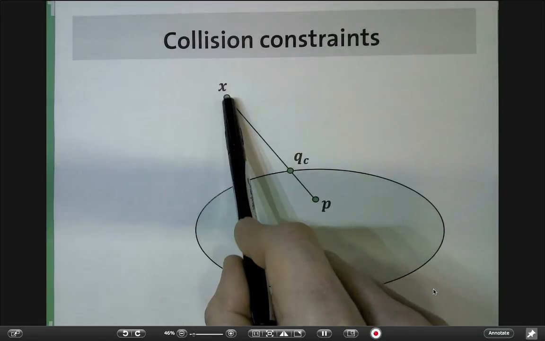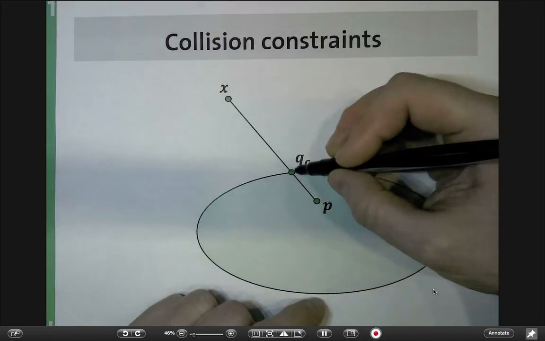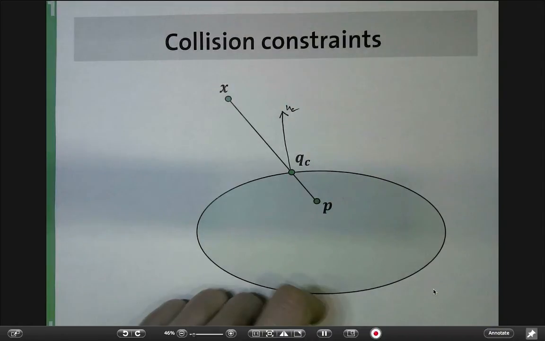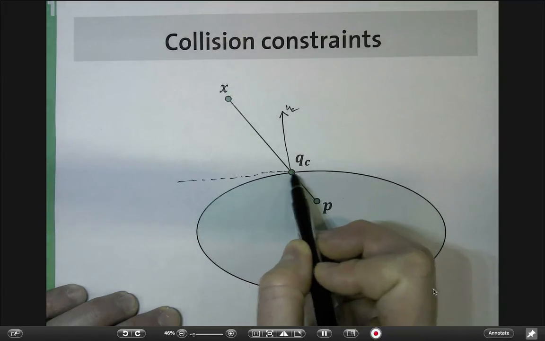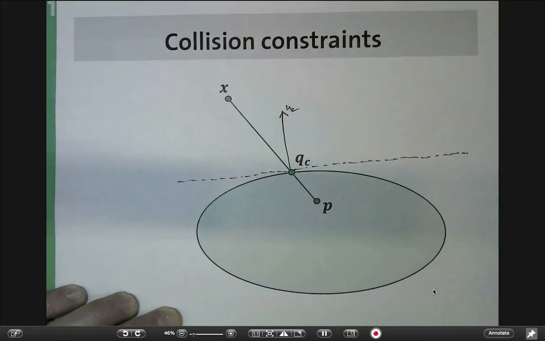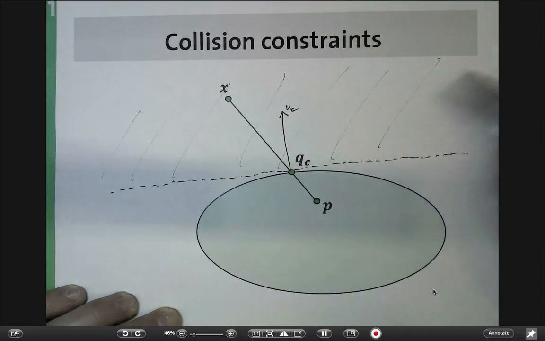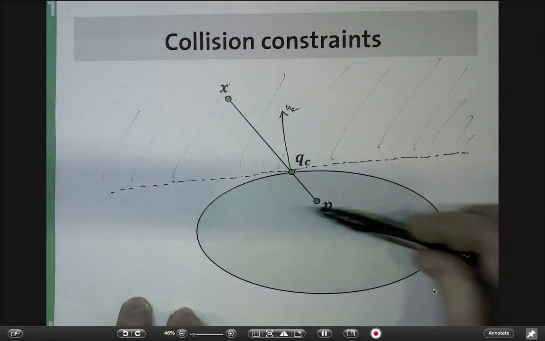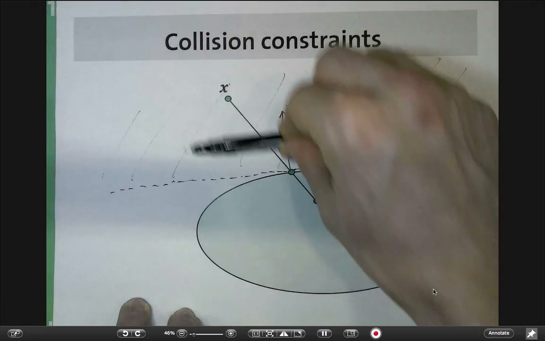If I imagine the particle traveled along this line, then what I can do is find the normal of the collider at this point. I'll call it NC. And the normal defines a tangent plane. So this is a tangent plane. And this tangent plane in turn defines a half space of allowed positions of vertex P. So this is saying that the particle is not allowed to be here. It is allowed to be here, right?